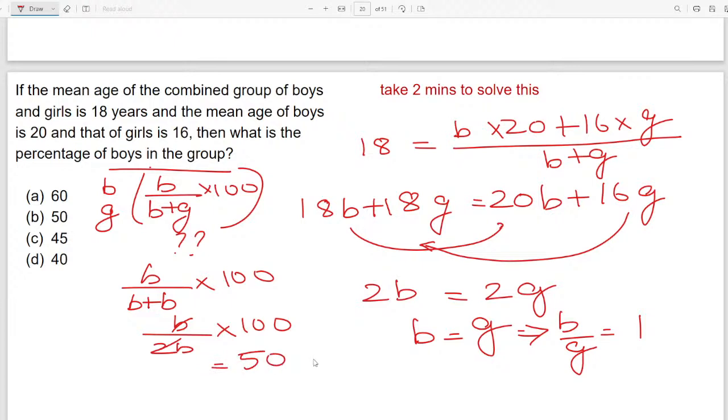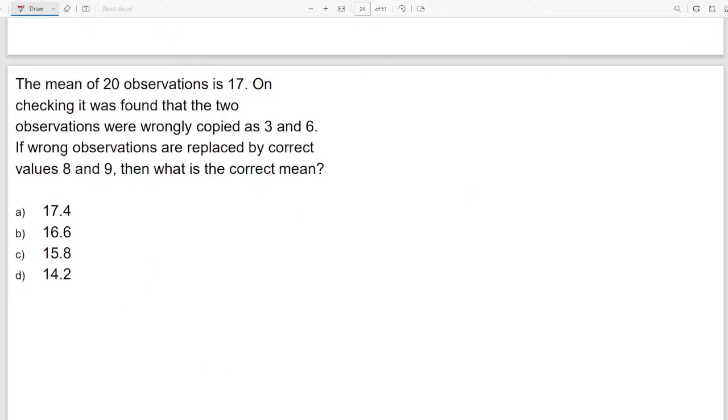So the percentage of boys is 50%. The correct answer is option B. I hope this is clear. So take 2 minutes to solve this.